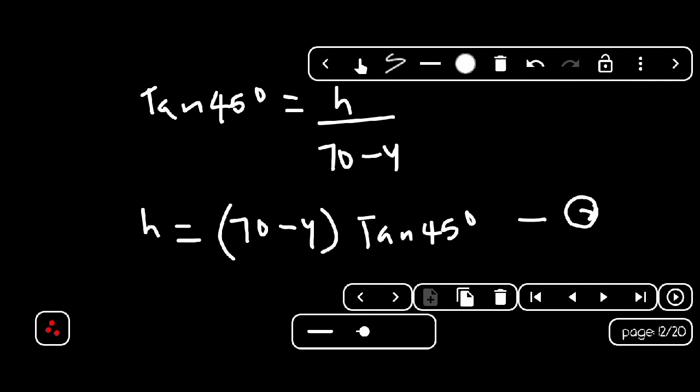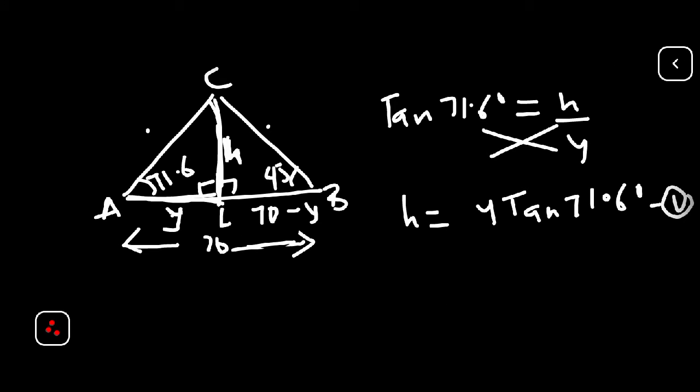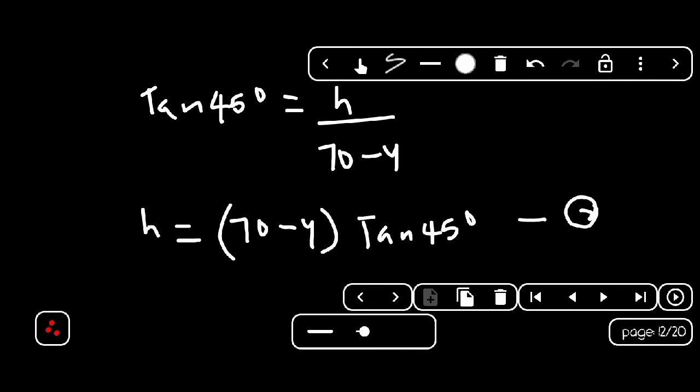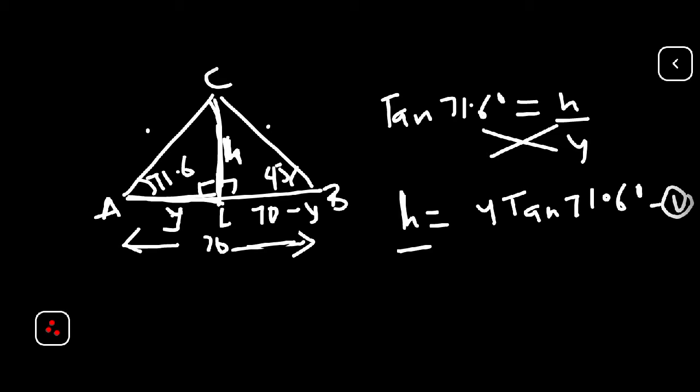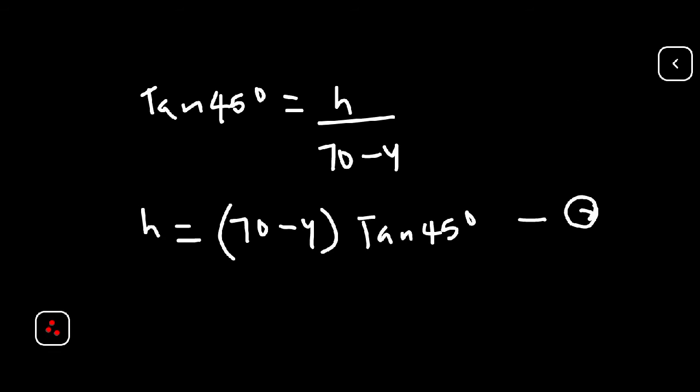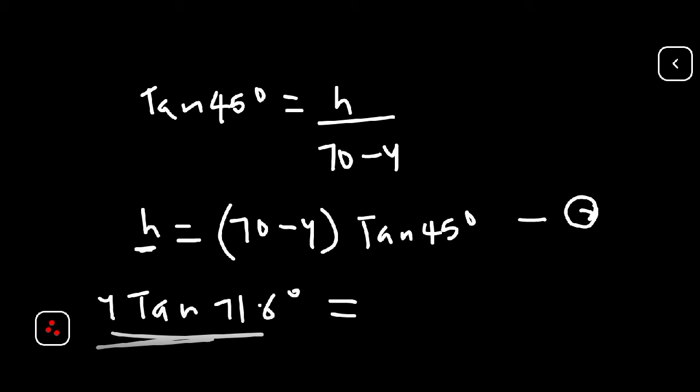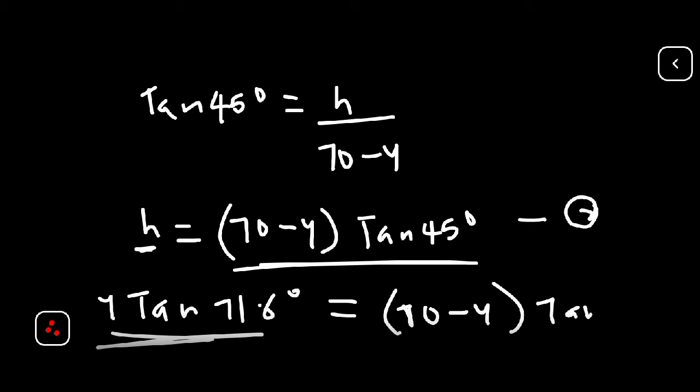So we have two values of h here. This is one value and then the other value. So what we'll just do, I think to make it easier for us, is put the value of equation 1, which has a value of h, in equation 2, since we've already gotten to this point. So we already know that h in equation 1 is y tan 71.6 degrees. So now we can just equate it to, so this is what we just put here like this, and we equate it to this as it is. So 70 minus y tan 45 degrees.